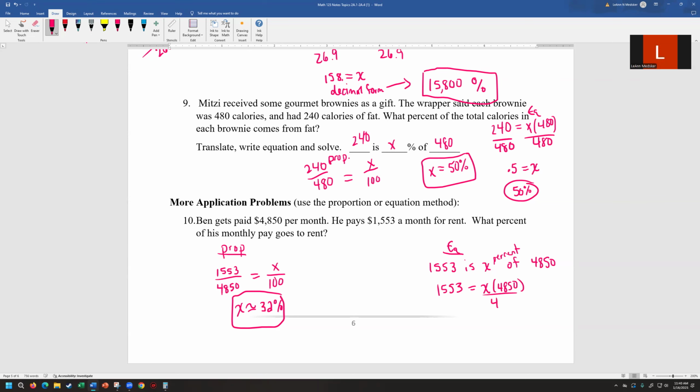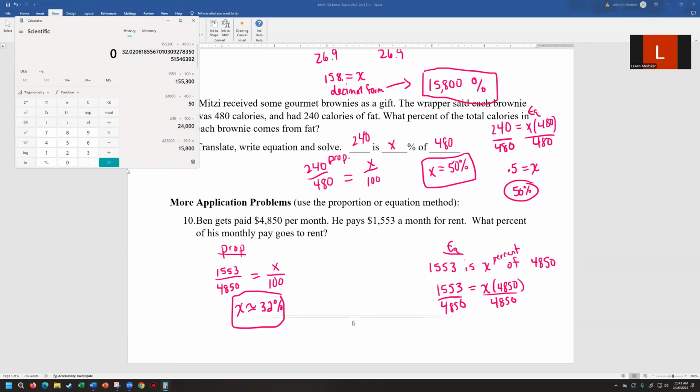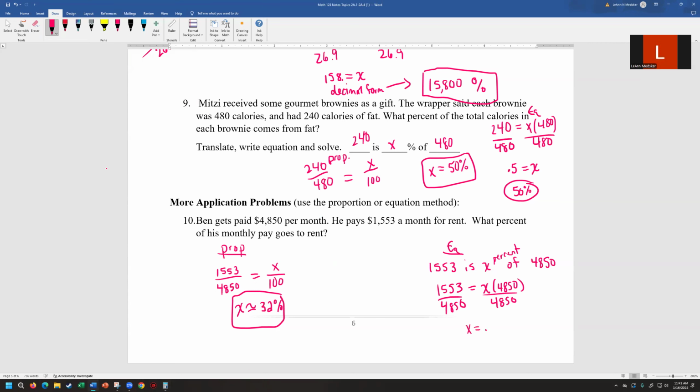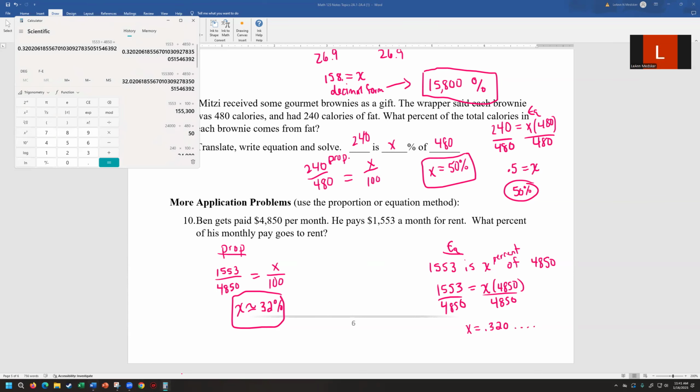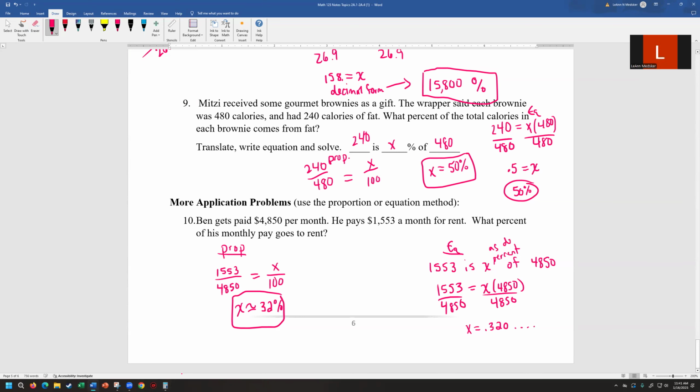We divide by the 4,850, and I will show this on my calculator. Notice you're going to get a decimal answer here that you have to remember to convert to a percent. So 1,553 divided by 4,850 gives me X equals 0.320, and then it keeps going. Notice this is a decimal when you're doing equation form, so we have to convert that by moving it two places to the right and adding our percent symbol. And I did round the same way, to the nearest whole.